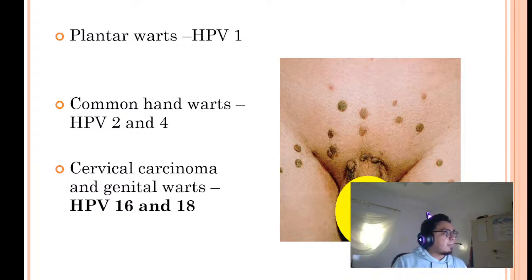So common hand warts are HPV 2 and 4, and then cervical carcinoma. I put it in bold letters for you guys to remember. Why? Because 16 and 18 are the ones associated with genital warts, or genital carcinoma. Hence the smiley face. Please remember this one. I think if I put pictures on it, people will remember it faster.